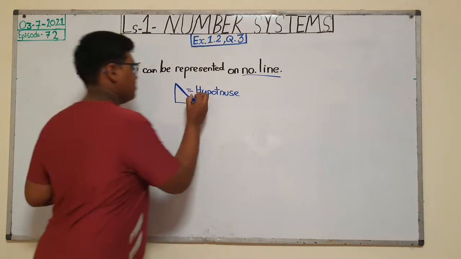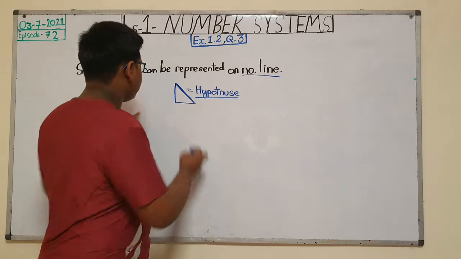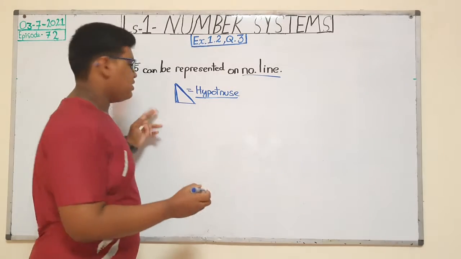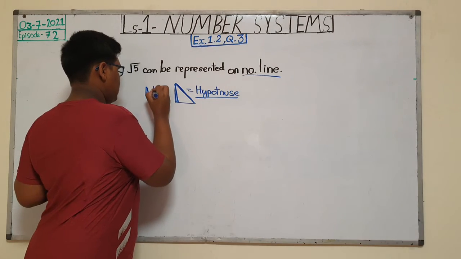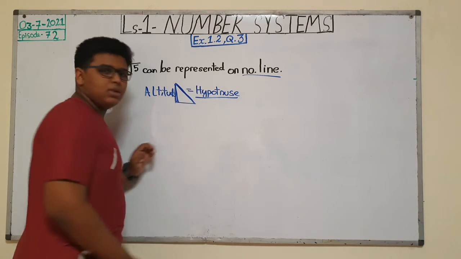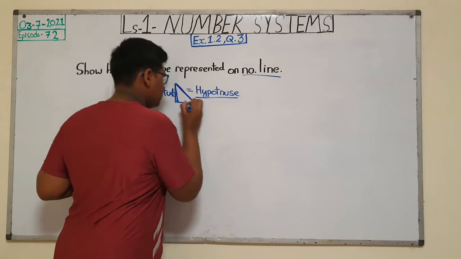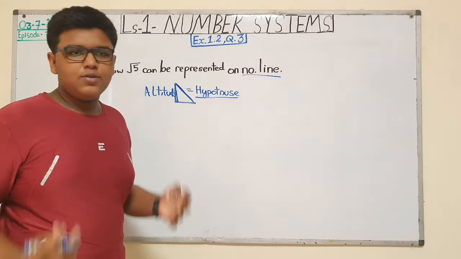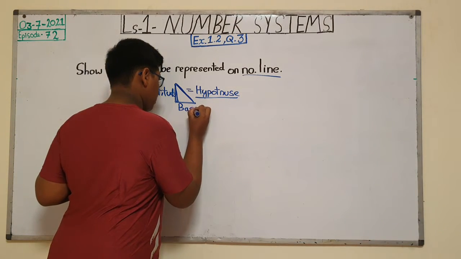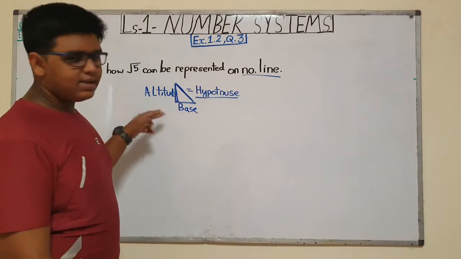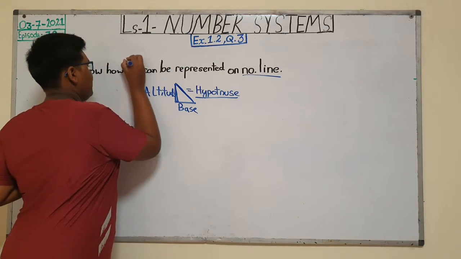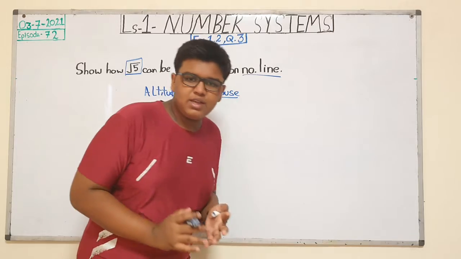This side is called the hypotenuse, and the second line over here is called the altitude. After this we have one last line, and everyone knows this line, that is the base. These are the three sides of a triangle. For finding any number on the number line, we have to use the Pythagoras theorem.